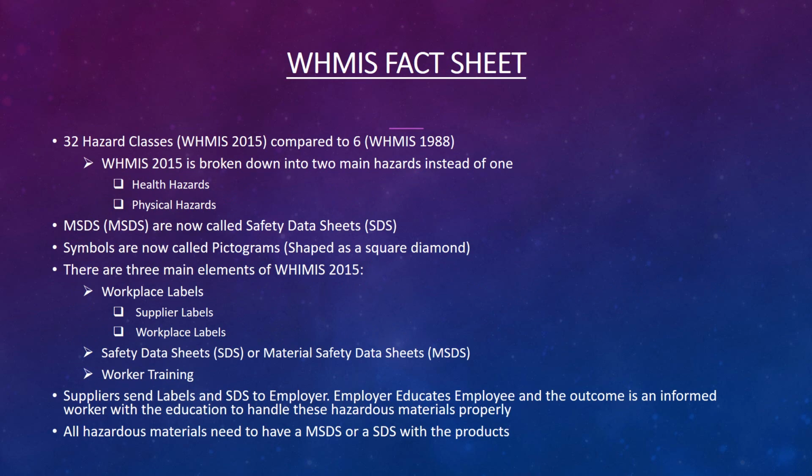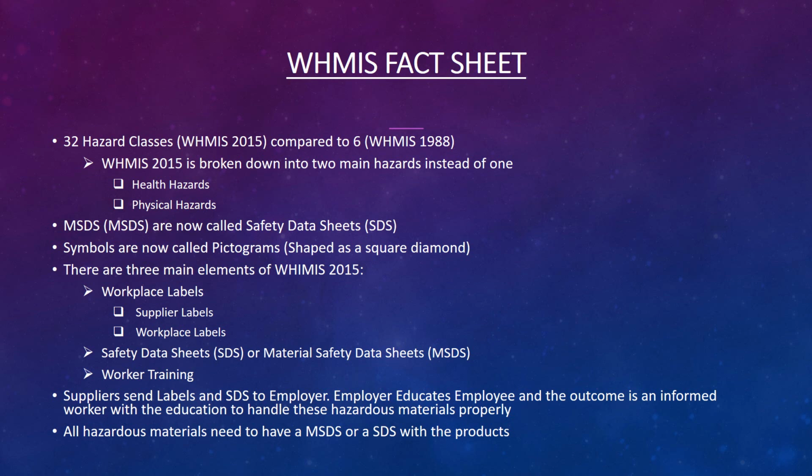WHMIS fact sheet. 32 hazard classes in WHMIS 2015 compared to 6 hazard classes in WHMIS 1988. WHMIS 2015 is broken down into 2 main hazards instead of 1. These 2 main hazards are health hazards and physical hazards. MSDS are now called safety data sheets. Symbols are now called pictograms, shaped as a square diamond.